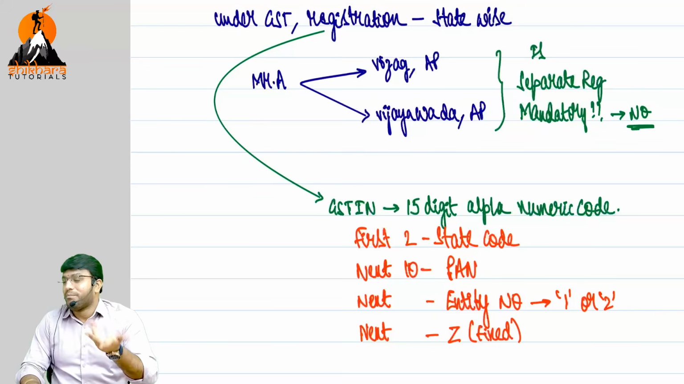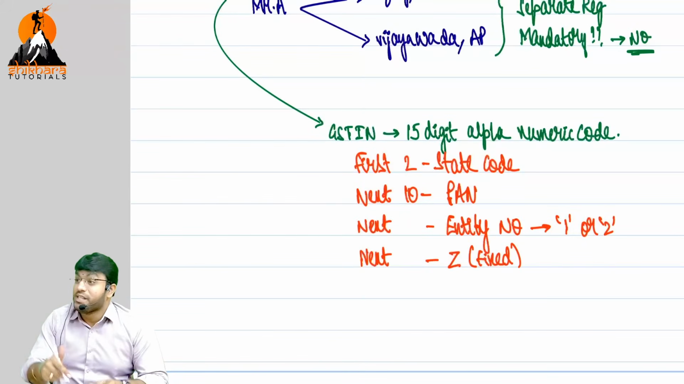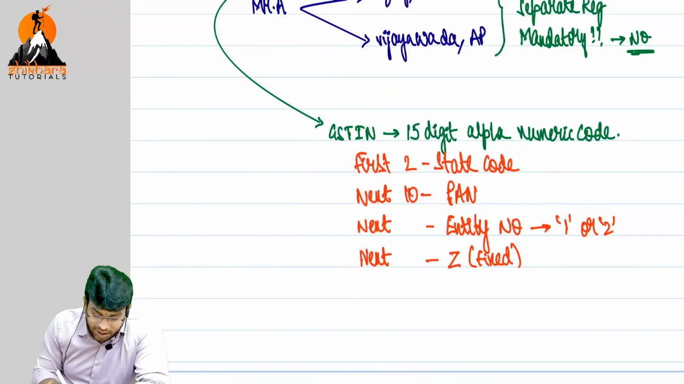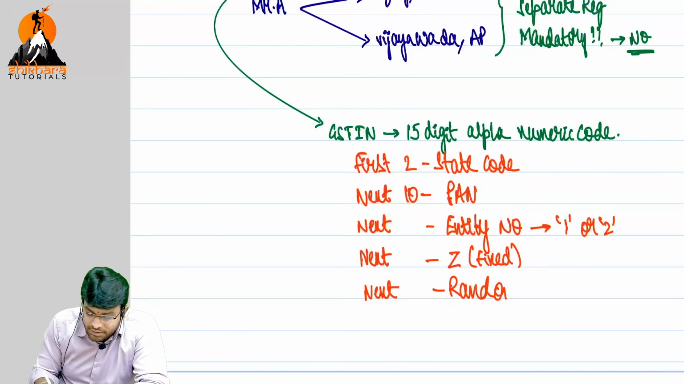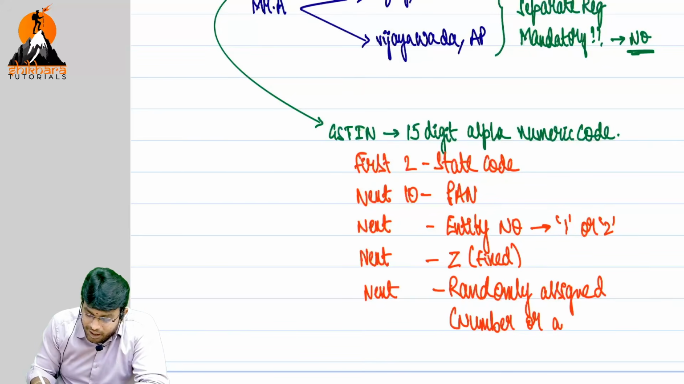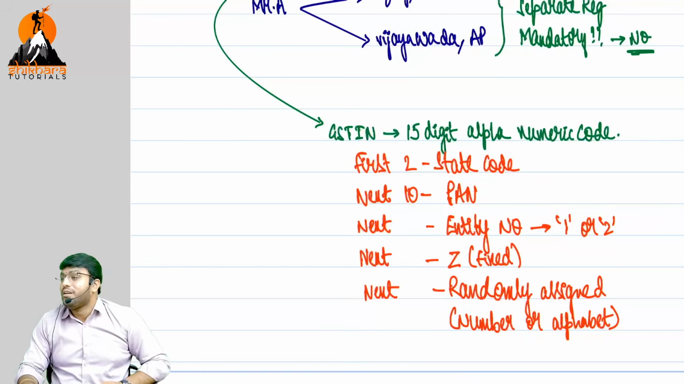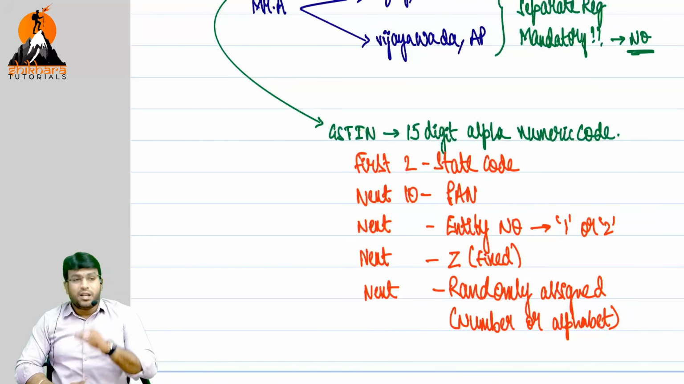The next one is more crazy. This is fixed, you know. The next one is randomly assigned. Now don't ask why. Randomly assigned, and it can be a number or an alphabet. In some cases I saw a number, in some cases alphabets. It is randomly assigned so that there will be a unique number for it.